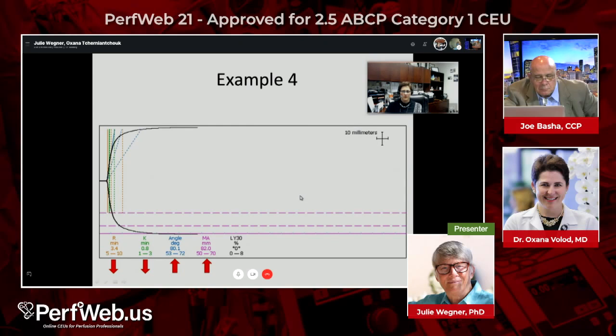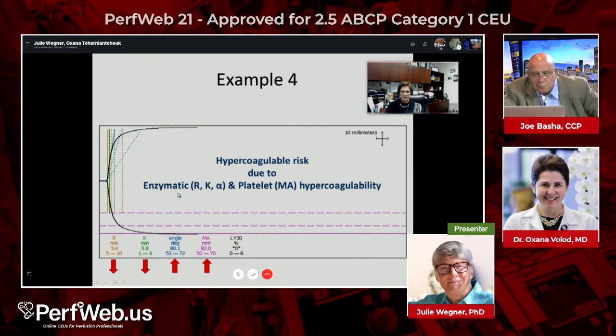Here's another example where we have hypercoagulable risk due to enzymatic, which is the first part, the coagulation cascade aspect of it. You have a low R, a low K, a high angle, and a high MA. So now we have both enzymatic hypercoagulation as well as platelet hypercoagulability. Now you have a couple options of how to treat this. You could hit the enzymatic pathway with an anticoagulant or potentially a platelet inhibitor.